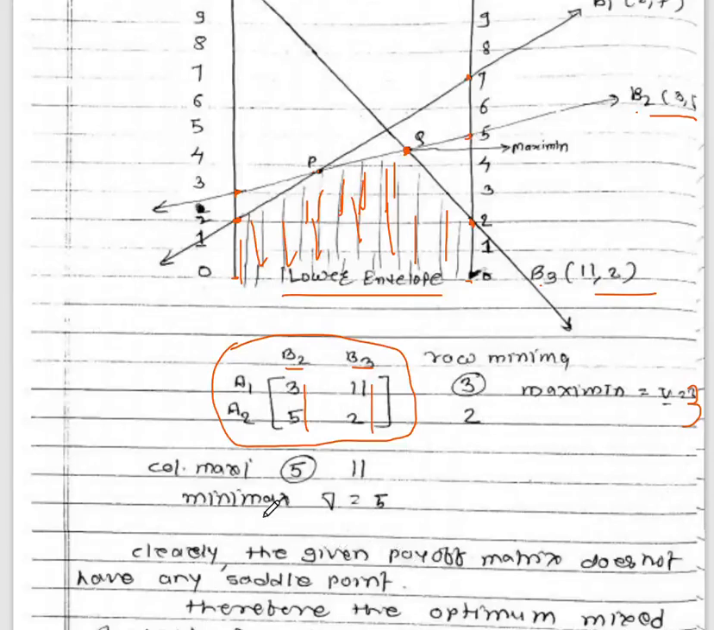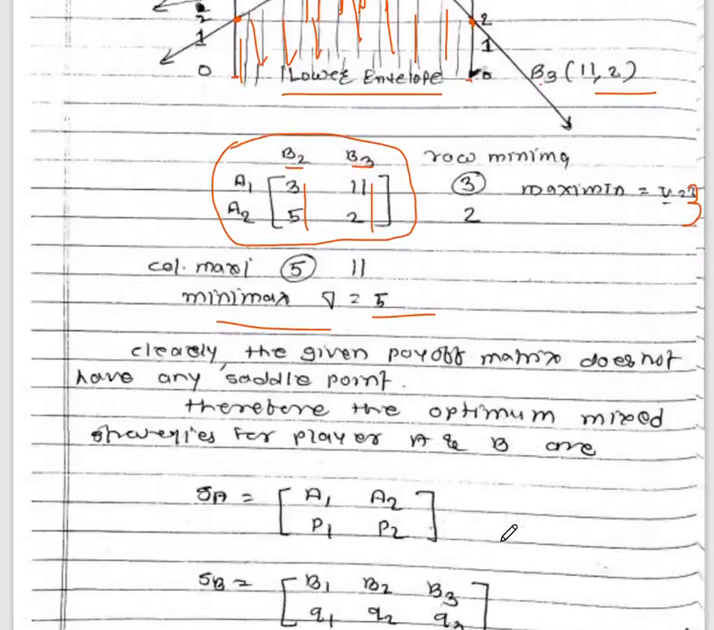Column maxima, that is the maximum value in each column, that is 5, and this is 11. So find out the minimax. Minimax means the lowest value in the column maxima, and it is denoted by v bar, which is equal to 5. Okay. So if you observe again from this 2 by 2 pay-off matrix, there does not exist any saddle point. That means we can say that this 2 by 2 pay-off matrix uses a mixed strategy.